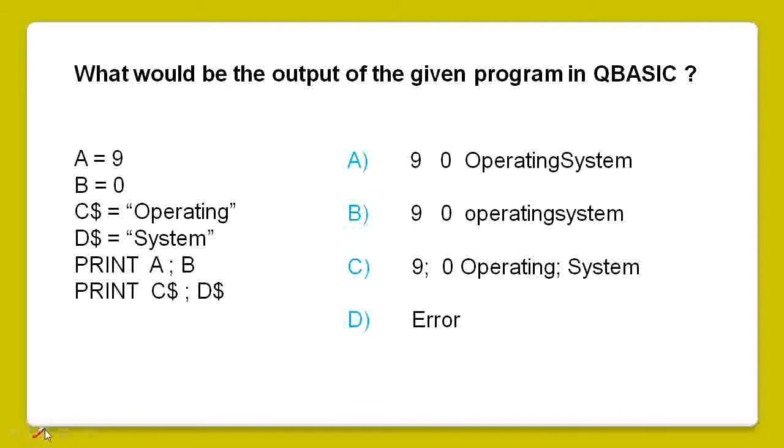So the first question is, what would be the output of the given program in QBasic? A equals 9, B equals 0, C$ equals "operating", D$ equals "system", PRINT A; B, PRINT C$; D$. Okay, I'm giving you 10 seconds to answer this question.